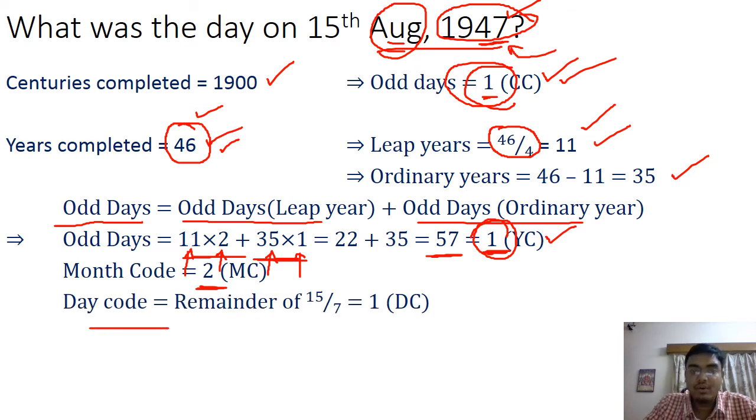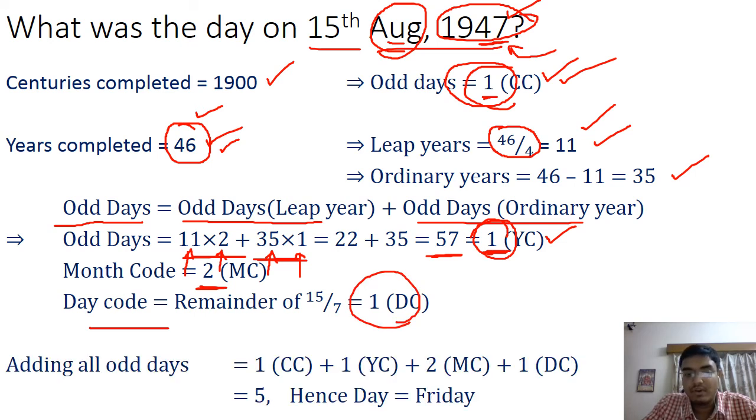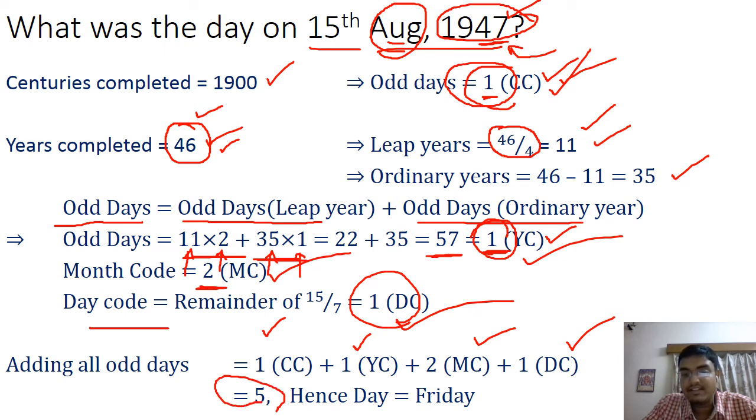And after that, day code. So day code is directly 15 divided by 7. You will calculate the remainder when we divide the date by 7. So remainder comes out to be 1. Adding all these 4 codes, what do we get? 1 for century code, 1 for year code, 2 for month code and 1 for day code. All these add up to 5. Hence that day was Friday.